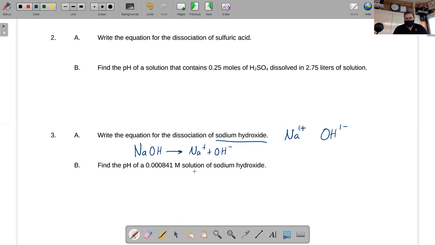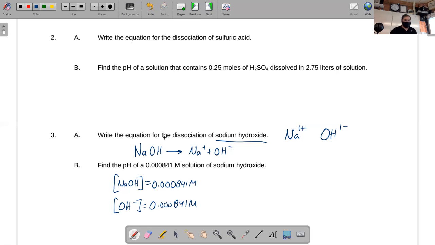So if the concentration of sodium hydroxide, instead of writing out the words the concentration of, you just put it in a bracket. So putting NaOH in a bracket means the concentration of sodium hydroxide is 0.000841 molar. The concentration of hydroxide is exactly the same. The time it's different is if the ratio is not 1-to-1. In other words, like if there's 2 or more hydroxides.